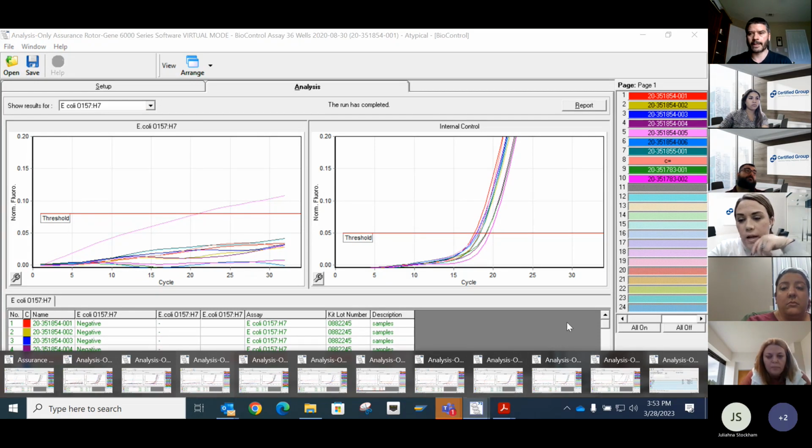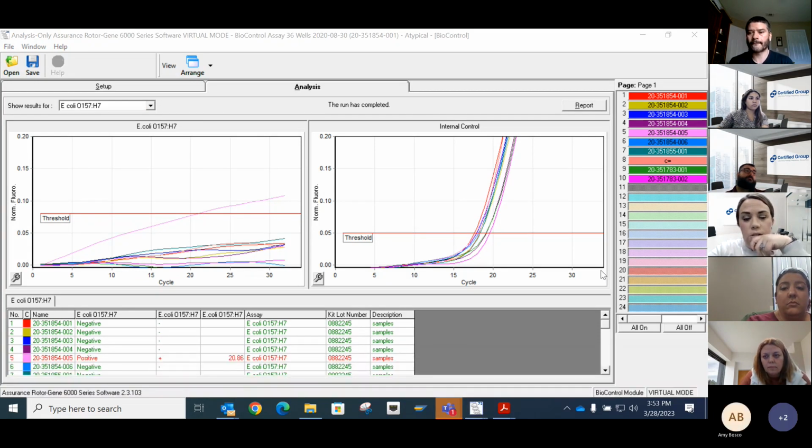Hey, Rodney, on any given run, can you see a mixture of valid and invalid results at one time? Because I know we've seen that come back where wells 1, 2, and 5 are typical, and well 7 is an atypical invalid result. Is that common to see in a run? I wouldn't say it's common, but absolutely it can happen.